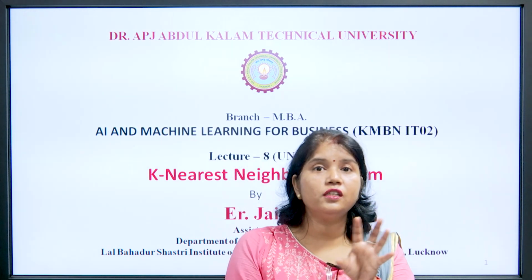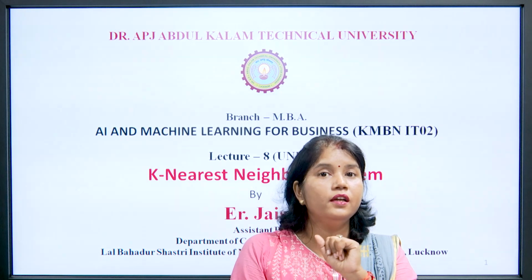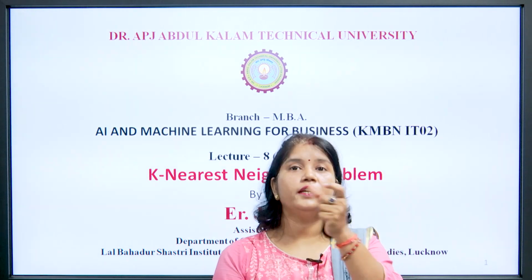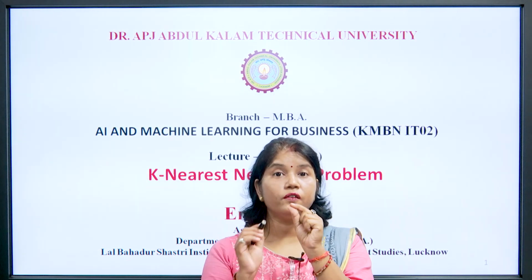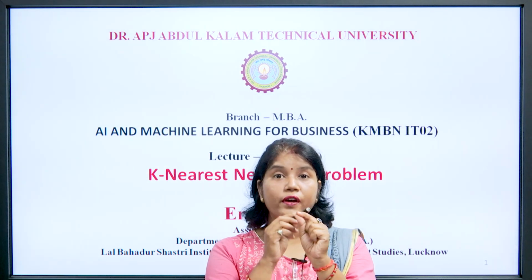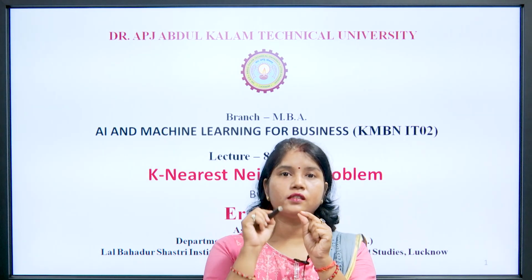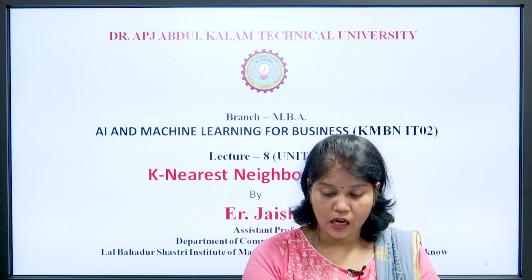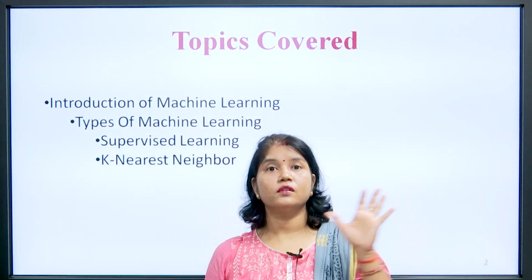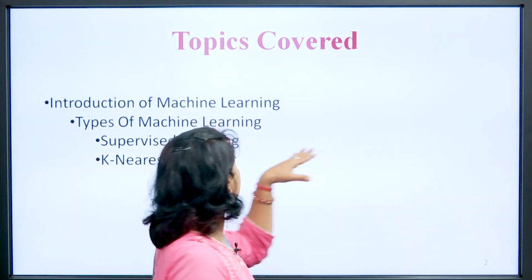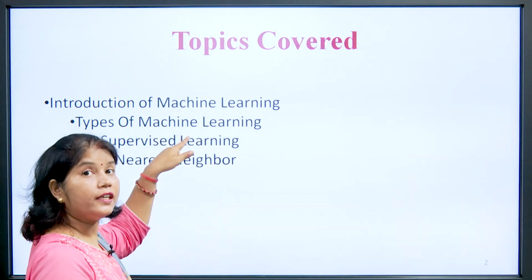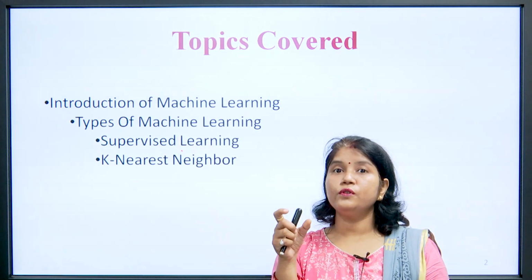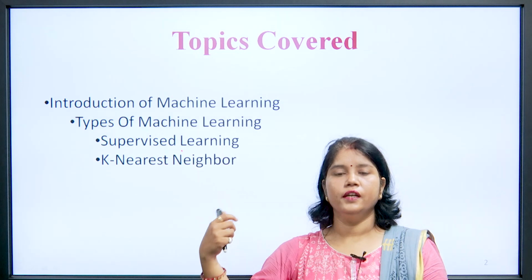So, k nearest neighbor, suppose k is 3 or 4, that means whatever data is given, you have to find the nearest 3 points to which it fits. Okay. So, see where it comes in the types of machine learning: under supervised learning, one of the methods is k nearest neighbor. Okay.